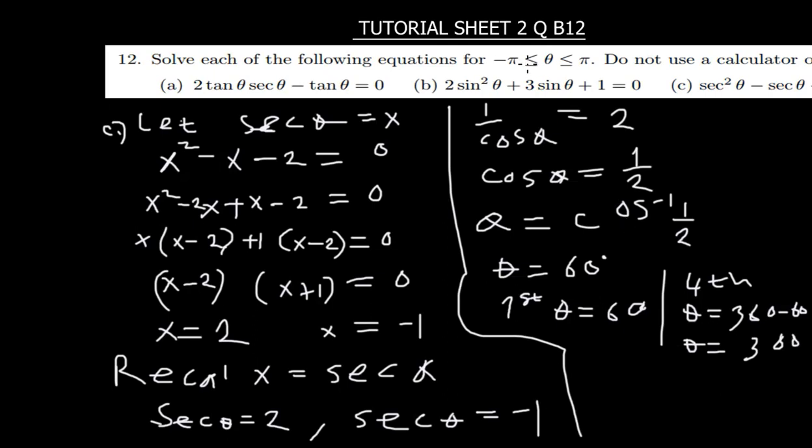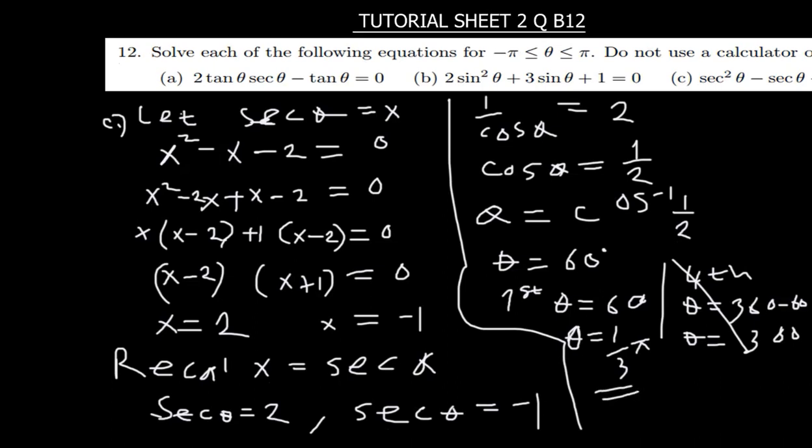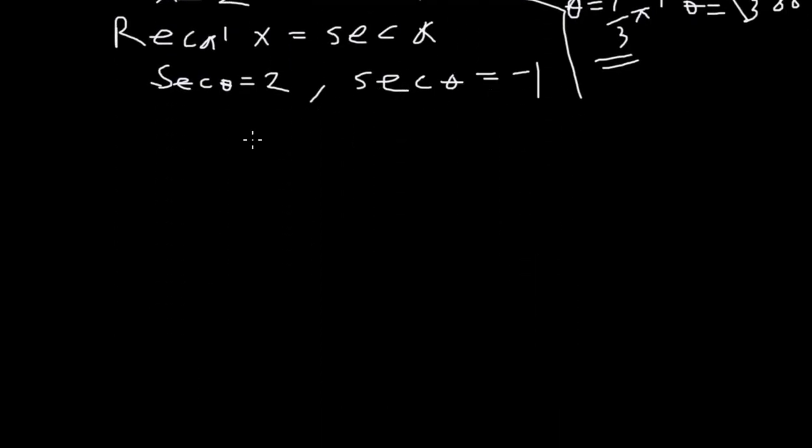But when you look at the question here, it's saying our theta is supposed to lie between negative pi, which is negative 180, and pi, which is 180. So this means that this side has been disqualified because 300 is greater than 180. We're just remaining with theta to be 60. And then 60 in radians is just the same as 1 over 3 pi. That is 60 degrees in radians. So we found 1 theta. Let us also take it when sec theta is equal to negative 1.